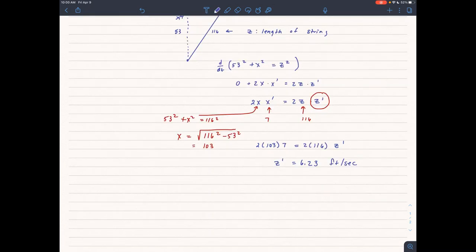And so when I go ahead and use my calculator, I find that x is equal to 103. When I plug everything into that equation and solve for z prime, I find that z prime is equal to 6.23 feet per second.